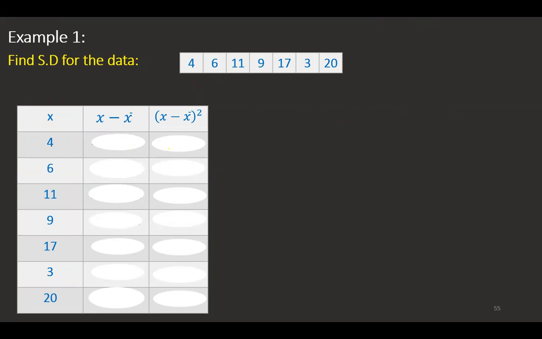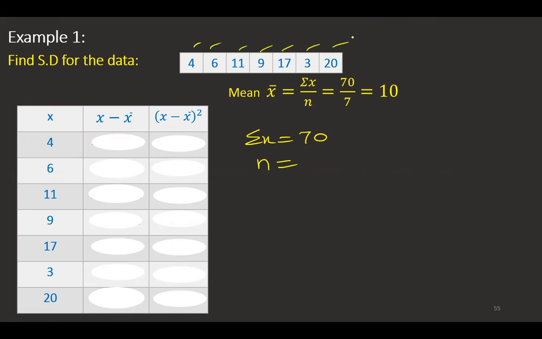So we will proceed now. How to find out? See, I'm going to add this. So I got 70. 70 is my sigma x here. Sigma x is 70. What is n here? I'm going to count 1, 2, 3, 4, 5, 6, 7. So my n is 7. So I'm going to divide 70 by 7. So I'm getting it as 10. 10 is my value for the mean.